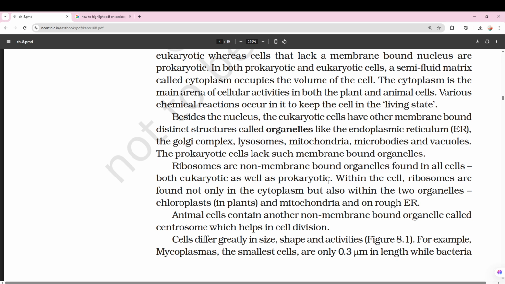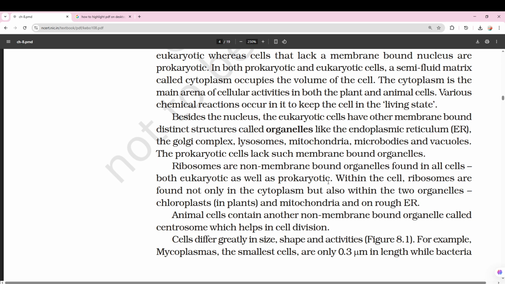Within the cells, ribosomes are found not only in the cytoplasm but also within the two organelles, chloroplast and mitochondria, and on rough endoplasmic reticulum. Animal cells contain another non-membrane-bound organelle called the centrosome, which helps in cell division.